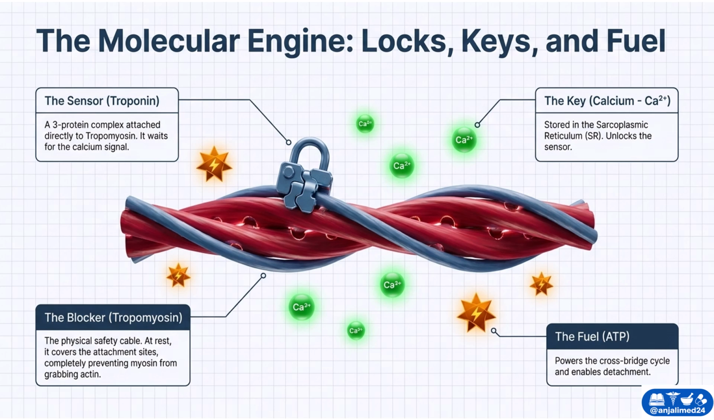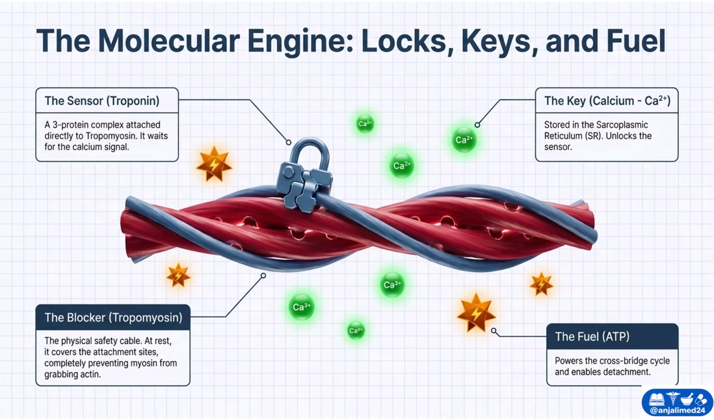The released calcium then binds to the troponin. This binding changes the shape of the troponin complex. As troponin shifts, it pulls the tropomyosin away from the actin binding sites. The lock is now open. The previously hidden active sites on actin become exposed, allowing the myosin heads to attach. This initiates cross-bridge formation and contraction.